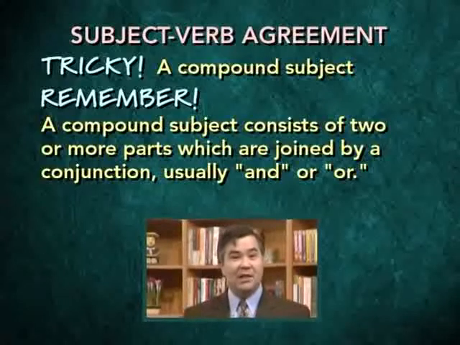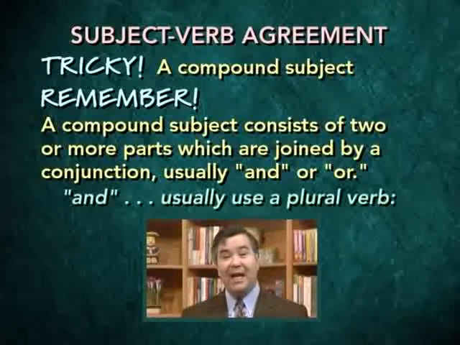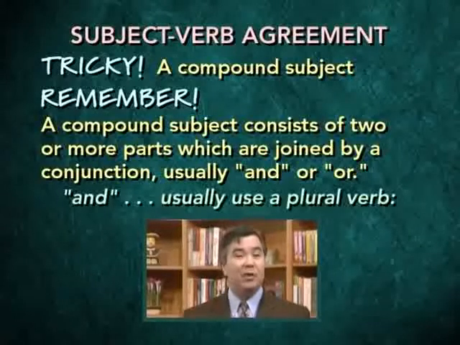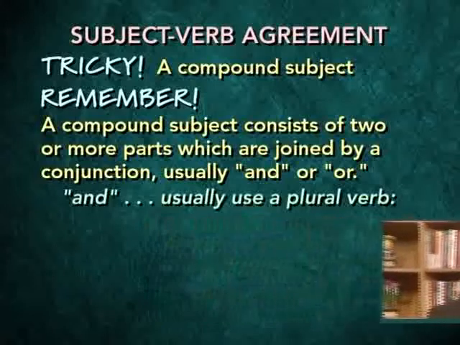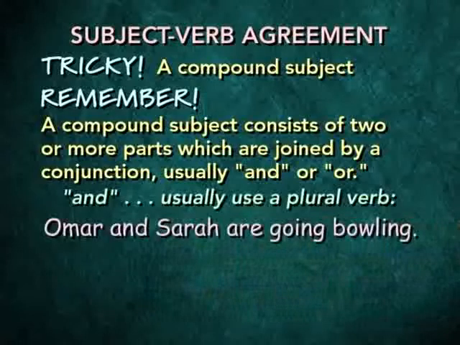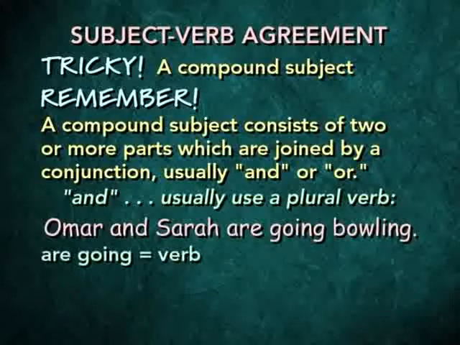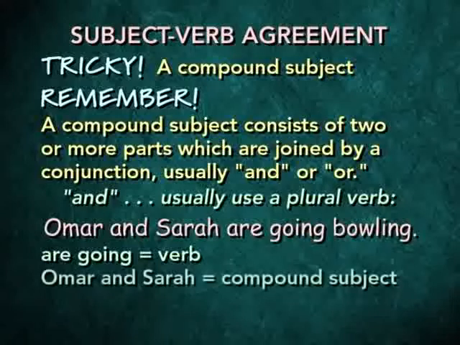Now, when the subject is compound, if the parts of the compound subject are joined by and, you usually use a plural verb. Here's an example. Omar and Sarah are going bowling. Here, the verb is are going, and the subject is the compound subject, Omar and Sarah. We have 2 parts joined by the conjunction and, and this is a very typical kind of compound subject.